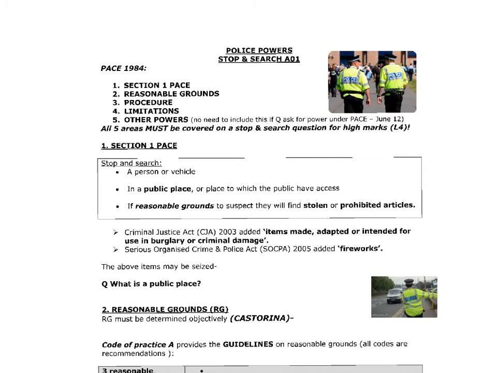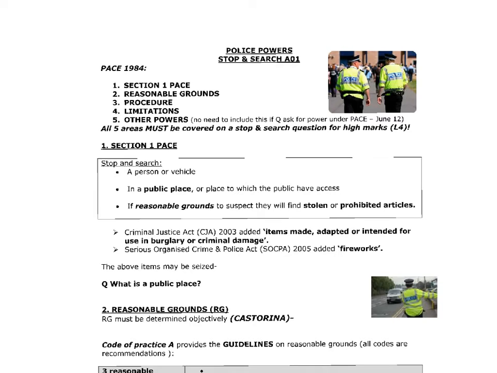Right, so this is the beginning of police powers, and as you can see from the top of the page, we're looking at the area of stop and search. Now, police powers, predominantly stop and search, is governed by the Police and Criminal Evidence Act. So as you can see here, it says page 1984. If you just want to jot at the side of it, please, Police and Criminal Evidence Act.